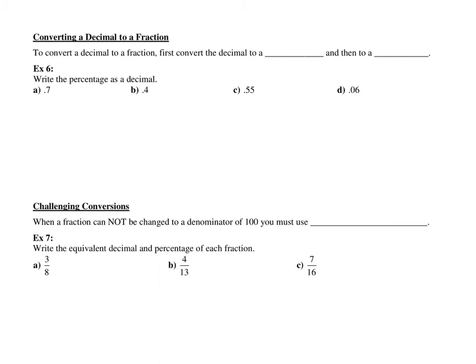Converting a decimal to a fraction. To convert a decimal to a fraction, first convert the decimal to a percentage, and then to a fraction. All right, so example 6, write the percentage as a decimal. So I just move, or this should say write the decimal as a percentage. Oh, it should actually say write the decimal as a fraction.